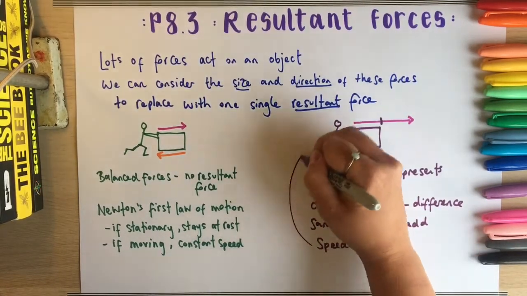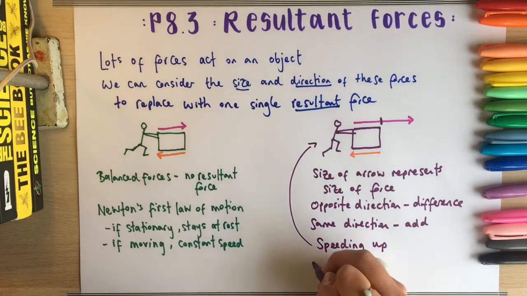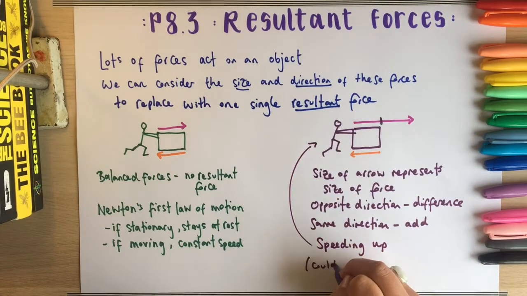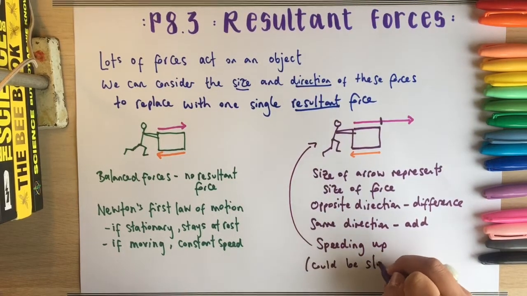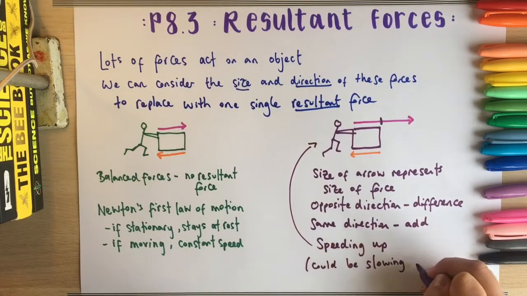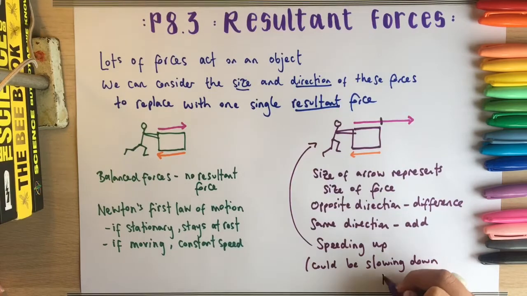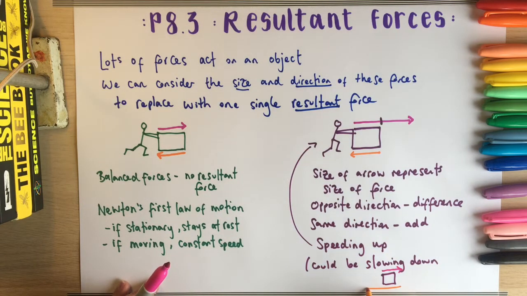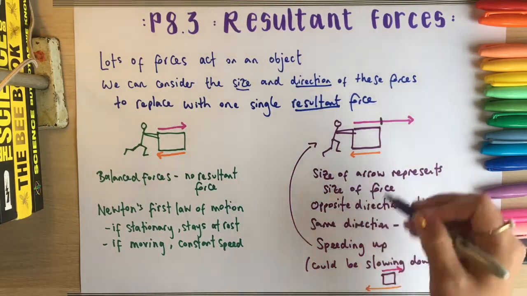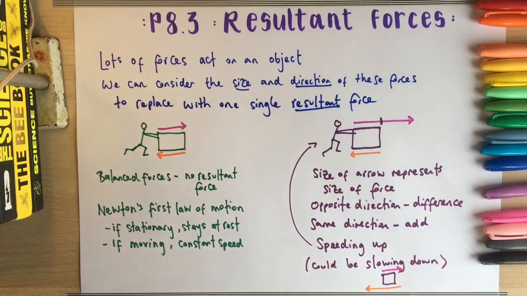So that's this example, okay? But it could be slowing down if it was a situation where, if we've got a pink arrow, if our orange arrow was bigger, then it could be slowing down if there was an unbalanced force on it.